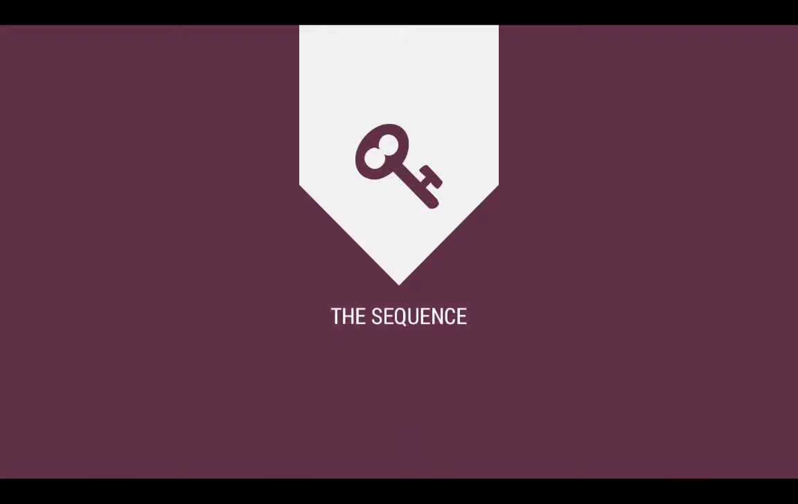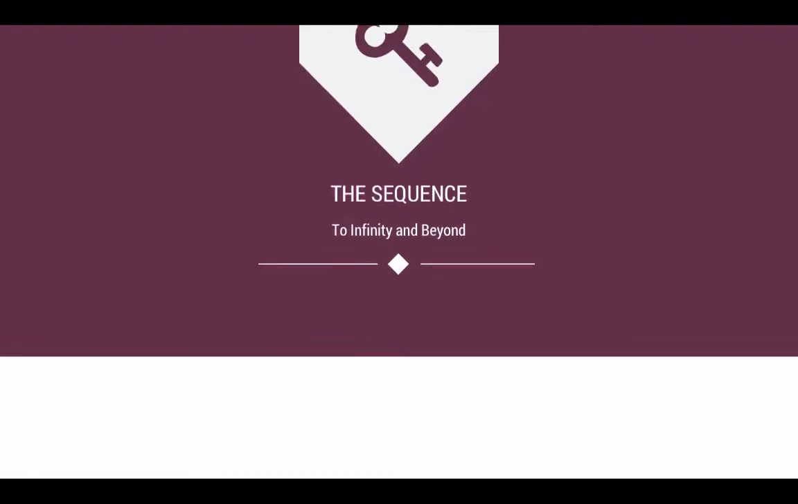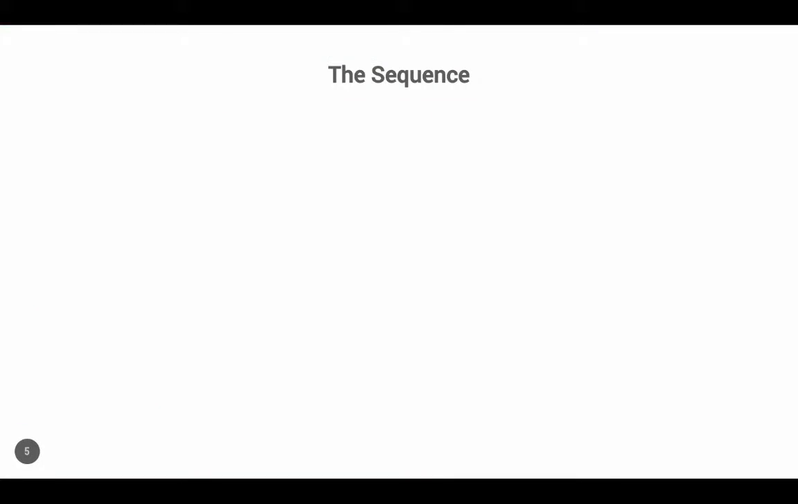Alright, so let's talk about what the Fibonacci sequence is. The Fibonacci sequence is found by taking a number and then adding the number before it to it. So we start with 1. Now, there is no number before 1, so we're just going to add 1 to 1, and that's going to give us 2.